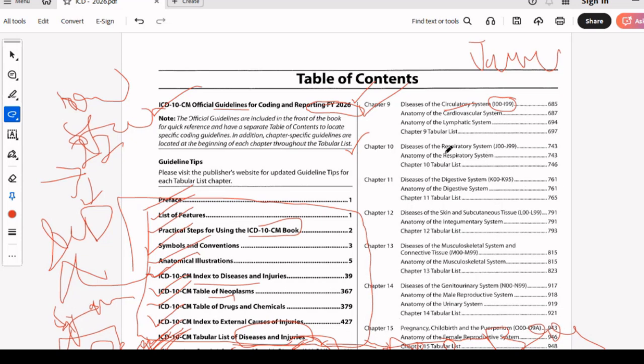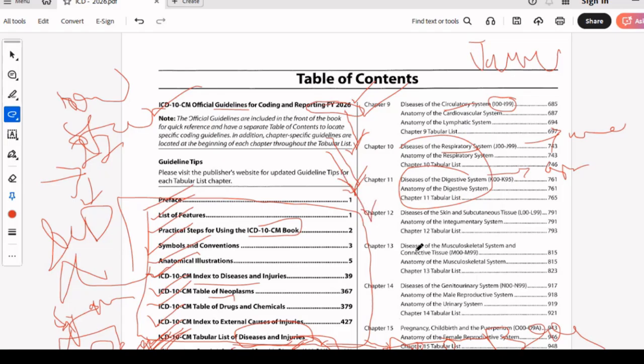This chapter 10 is related to respiratory system related disorders like COPD, asthma, emphysema, right? And respiratory disorders, COVID-19, right? All those conditions will fall under this chapter 10. And next we can see here chapter 11. Chapter 11 is related to digestive system. This digestive system related, we have GERD, right? Ulcerative colitis, Crohn's disease, right? All these conditions will come under this chapter 11.